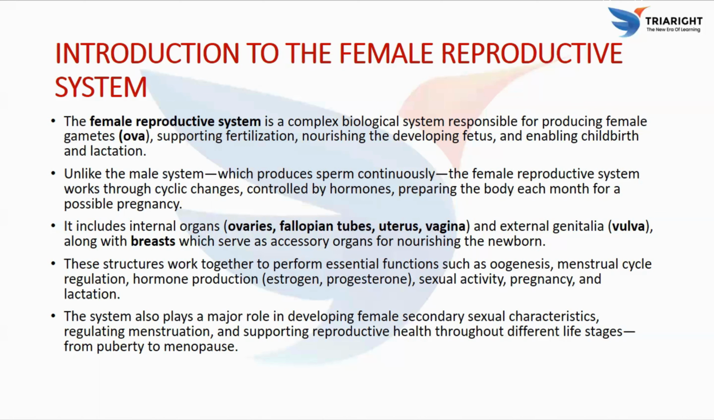So what is the major role of the system throughout your life? The female reproductive system influences puberty, which means development of the breasts, wider hips and the beginning of menstruation. It influences the reproductive years, like regular cycles and fertility, and pregnancy, where hormones support baby growth. And menopause, where menstruation stops and hormone levels fall. So this is the major role of the system in human life.